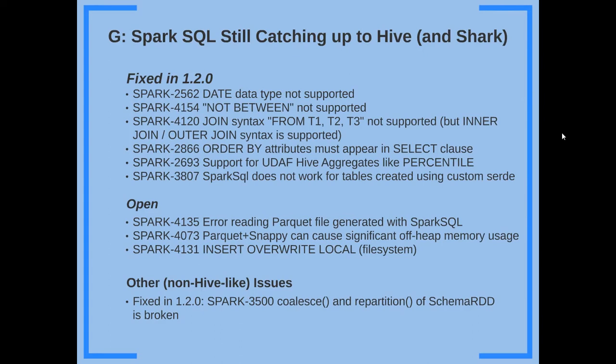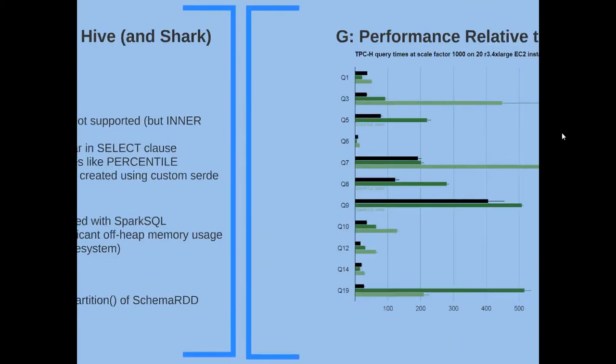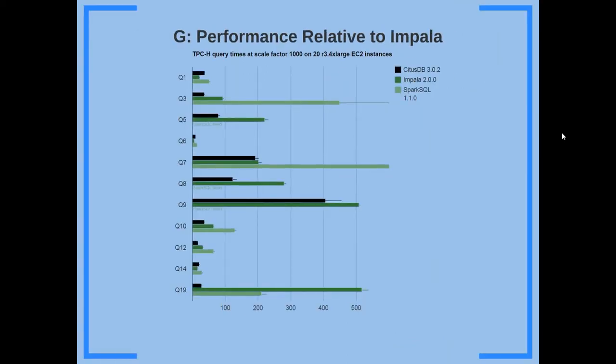So the first gotcha you might run into is if you're just trying to reuse your good old Hive queries or Shark queries, because Shark was really just a shim to Hive. If you try to reuse your Hive queries on SparkSQL, you might run into some SQL incompatibilities. A lot of them are fixed in 1.2. There are some that are still open. So just be aware of that.